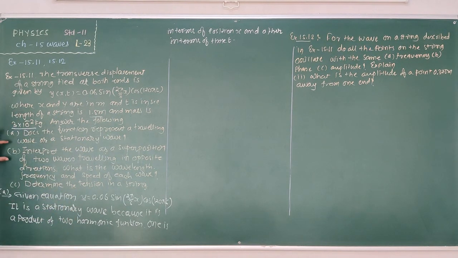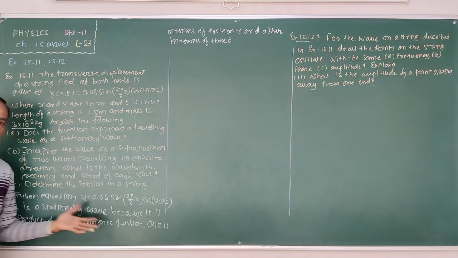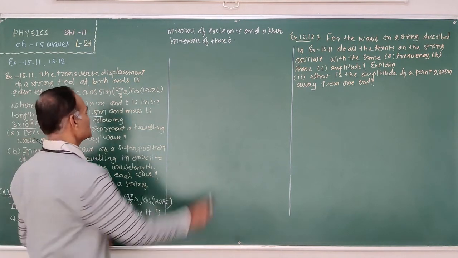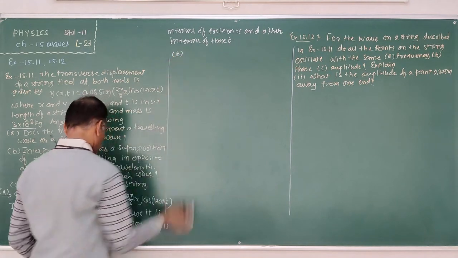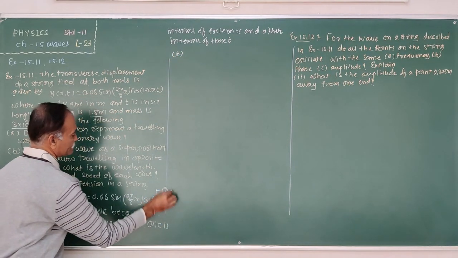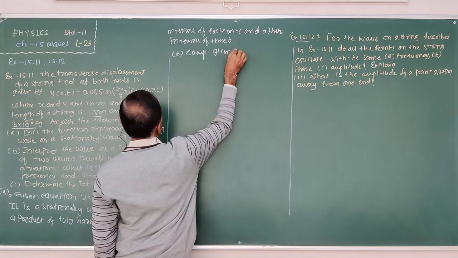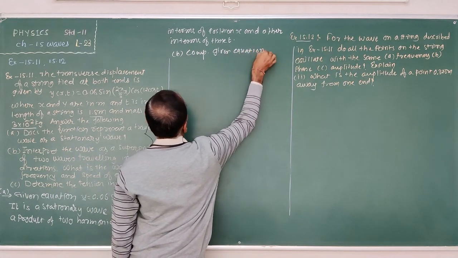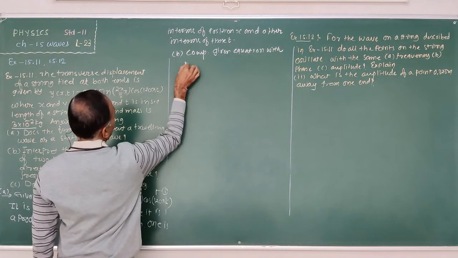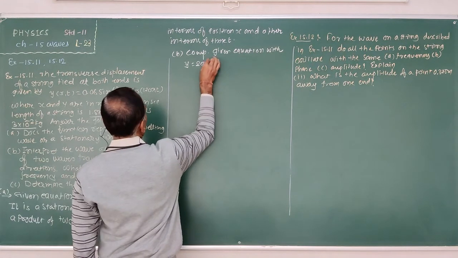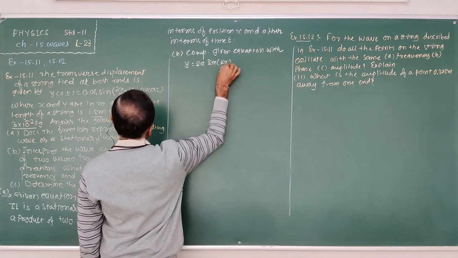Right. Now in part B, we have to find out what are the two waves whose superposition gives this stationary wave. Clear? Therefore, first we compare, with equation number 1. Compare the given equation with our standard equation of the stationary wave, y = 2a sin kx cos ωt.